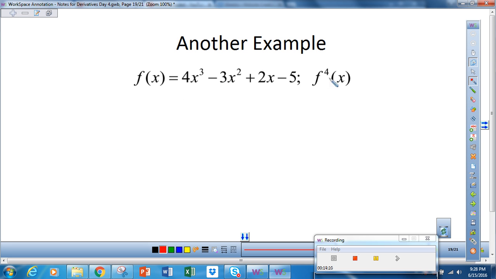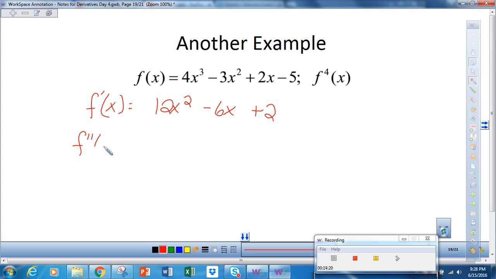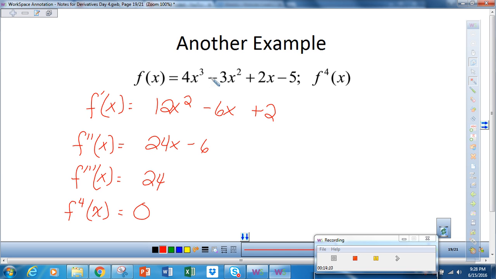They want us to find the fourth derivative. So we find the first derivative. Using the power rule, we get 12x squared minus 6x plus 2. And then we do it again. We get 24x minus 6. And then we do it again. And we get 24. And then we do it again. And we're going to get 0. So we would say this function is fourth differentiable, because after the fourth derivative, it just becomes 0.